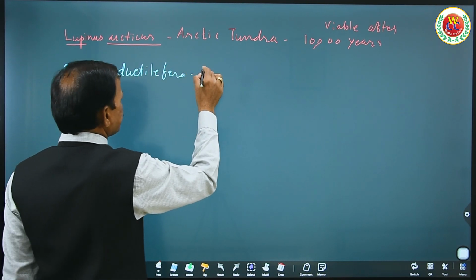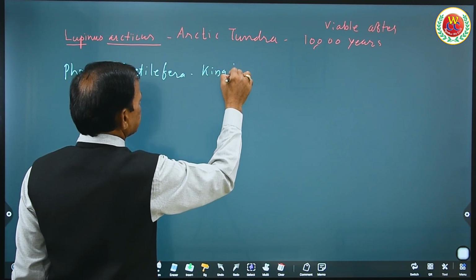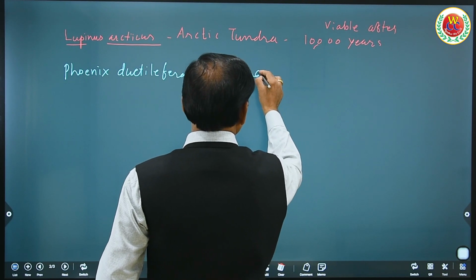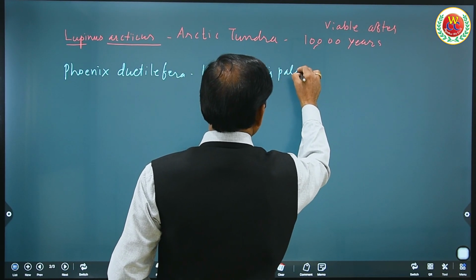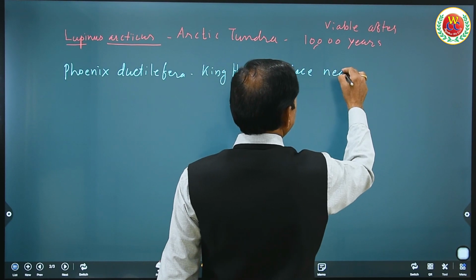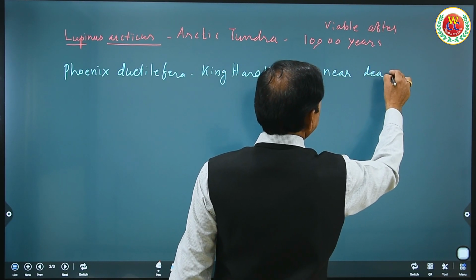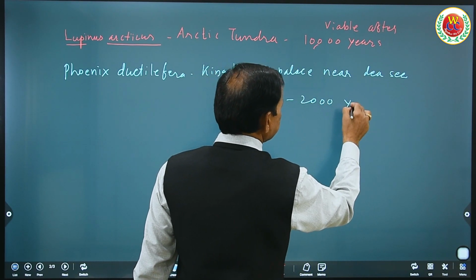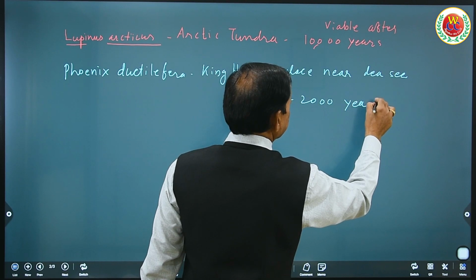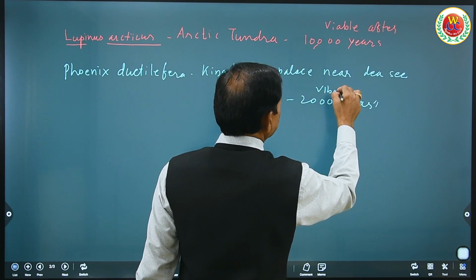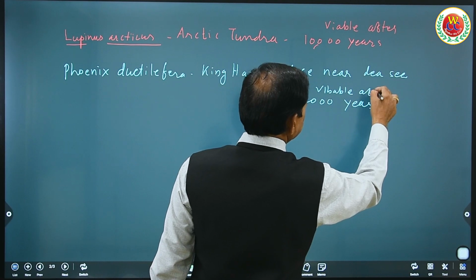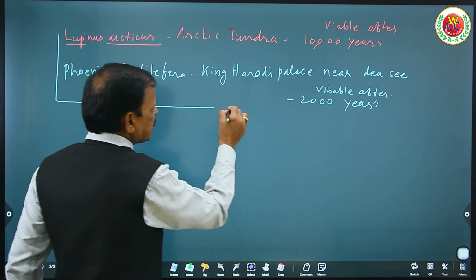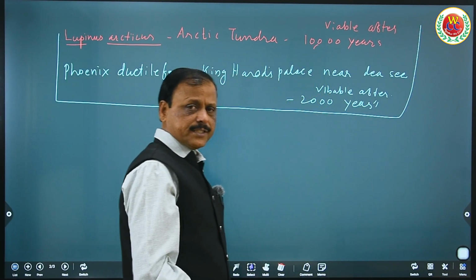And another one, Phoenix dactylifera, it is found near King Herod's Palace near the Dead Sea, and found to be viable even after 2000 years. So they remain dormant, and this can be asked in NEET or general questions.